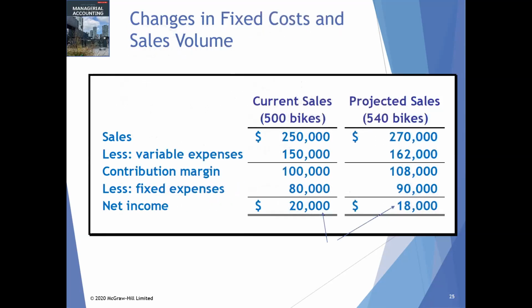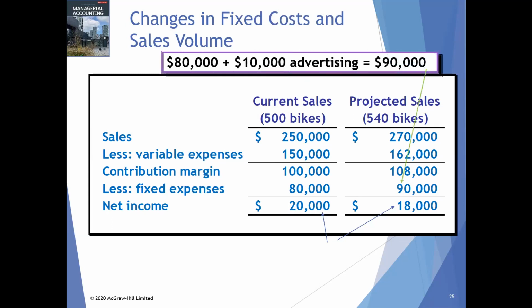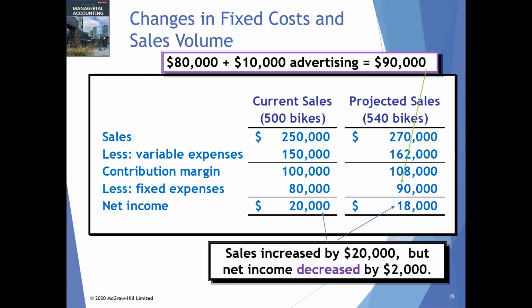So look at this. We see that $80,000 plus $10,000 advertising is equal to $90,000. This is the expenditure. We know the left part, which is already known, and this is the projected sale, with 40 bikes increased, and this should be the sales. The next should be the contribution margin minus the fixed expenditure, and the new one is $18,000. It means the profit decreases. Sales increased by $20,000, no doubt, but the net income decreased by $2,000, which is not right.